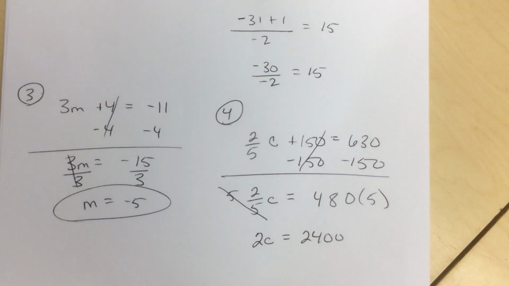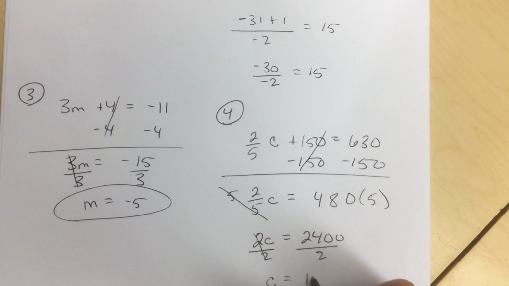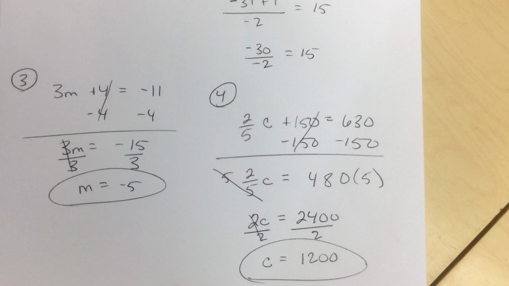And now I need to divide by 2. So c is equal to 1200. So that would be your answer for that one.